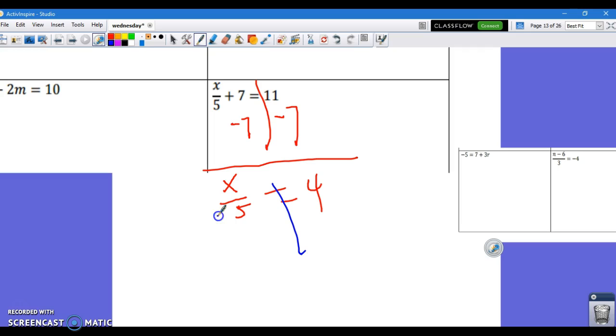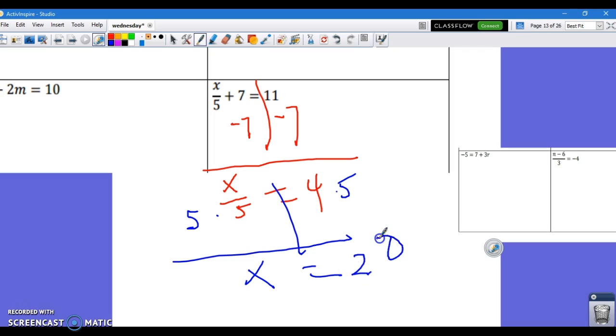Since this means division, multiply the 5 out. Long story short, that's going to cancel out, making it 1, which is invisible. 4 times 5 is 20. X is 20.